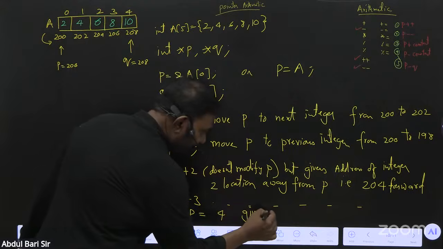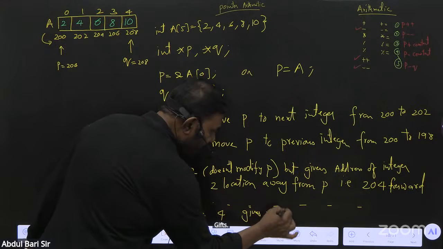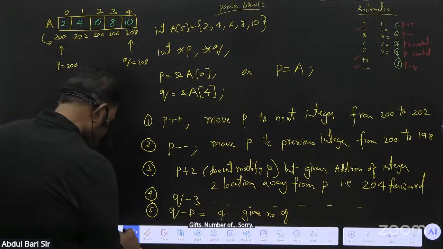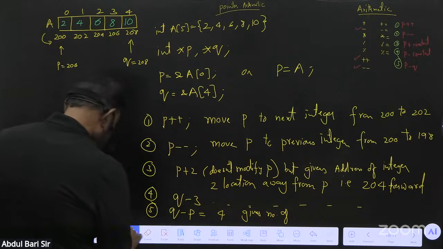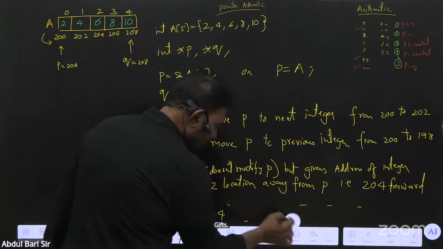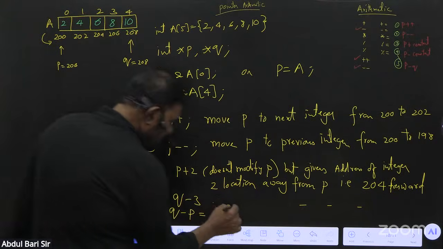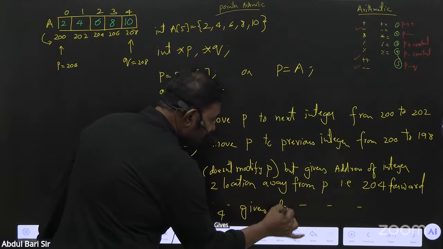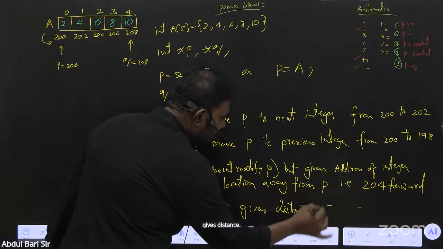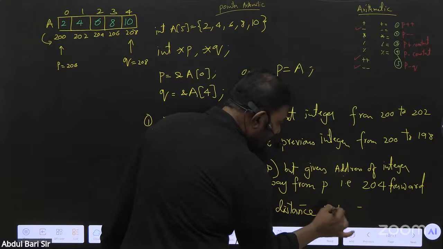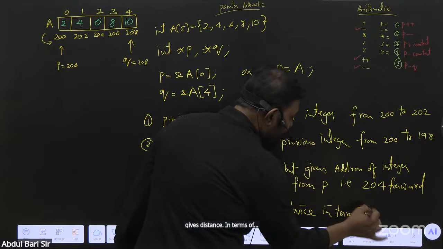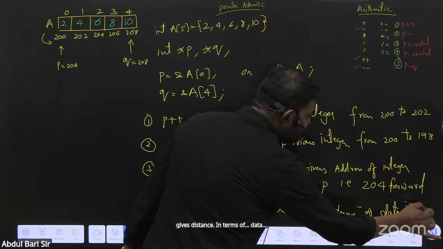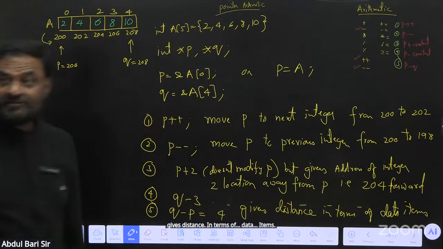If you get the answer 4, it gives the distance in terms of data items.